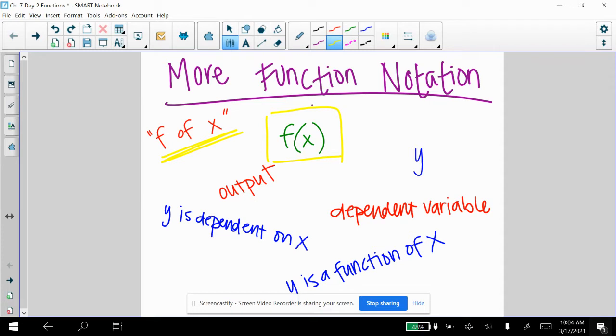We know that our y is our function of x. We can also say y is dependent on x. Y is what we say is our output or our dependent variable. These are all synonyms in a way for this idea of saying f of x. Again, it's a really fancy way of just saying y.